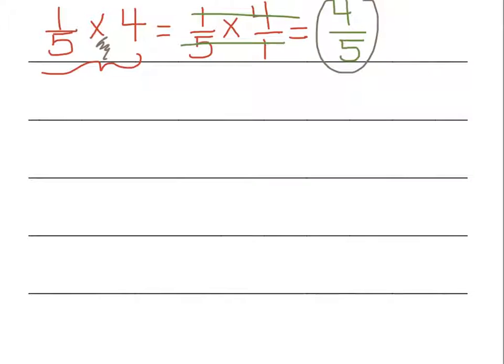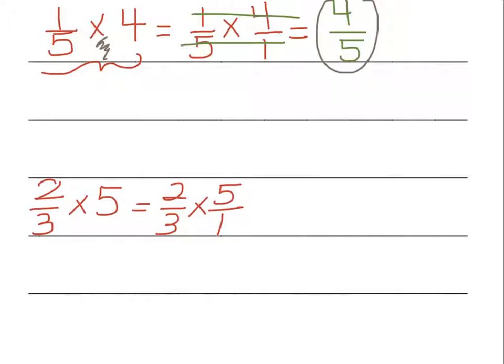Let's try one more. It says, what is 2/3 of 5? Go ahead and write it down. I'll wait for you. What is 2/3 of 5? Now, you may have written it 2/3 of 5, or you may have jumped right ahead and done the 2/3 of 5 over 1.